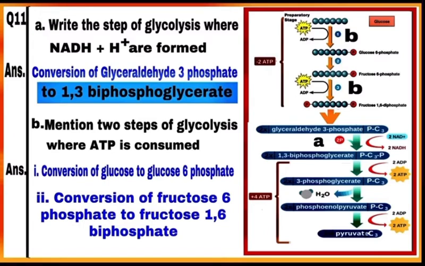Part B of the question. Mention 2 steps of glycolysis where ATP is consumed. Note कीजिए step 1 and step 3 जहाँ B लिखा गया है, जहाँ ATP का यूज हो रहा है. नंबर 1 देखिए. When there is a conversion of glucose to glucose 6-phosphate, 1 ATP molecule is used. Second, when fructose 6-phosphate is converted to fructose 1,6-biphosphate, here in this reaction, second ATP molecule is utilized during the process of glycolysis.